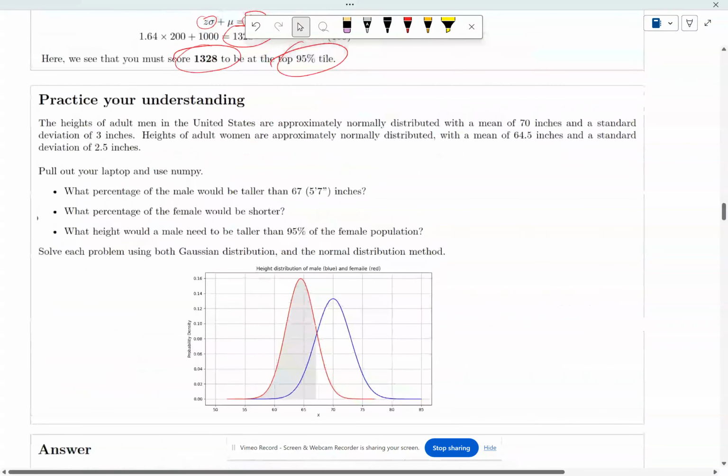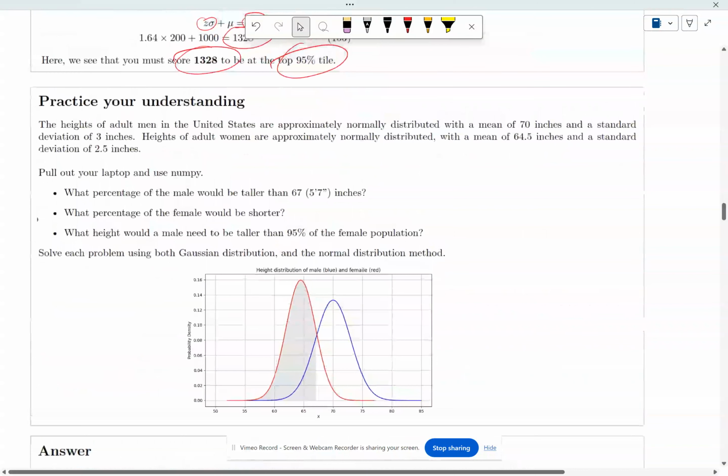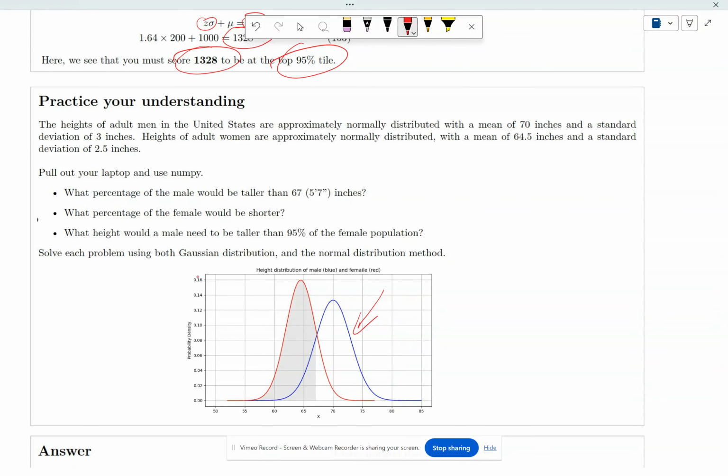Let's see if you understand this idea, by practicing. Let's say that you have the height of male, so blue is male, and red is female. So these are the heights of the US population. The male looks like this, female looks like this. For the men, the mean is 70 inches and standard deviation 3 inches. So men, mu is equal to 70, standard deviation equals 3. And women, mu is equal to 64.5 and standard deviation is 2.5. Okay, so you can see the two distinct distributions.